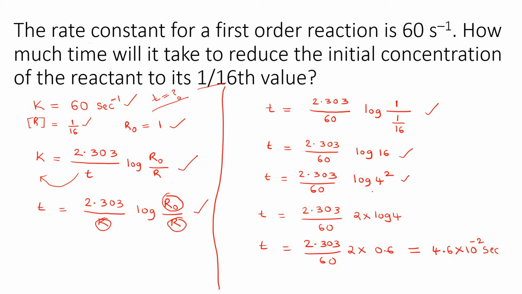Log 16 is log 4 square. Now log 4 square you can write as 2 into log 4, based upon this formula: log x square is equal to 2 into log x. So based upon this, log 4 is equal to 0.6. After substituting, you are going to get 4.6 into 10 to the power of -2 seconds.